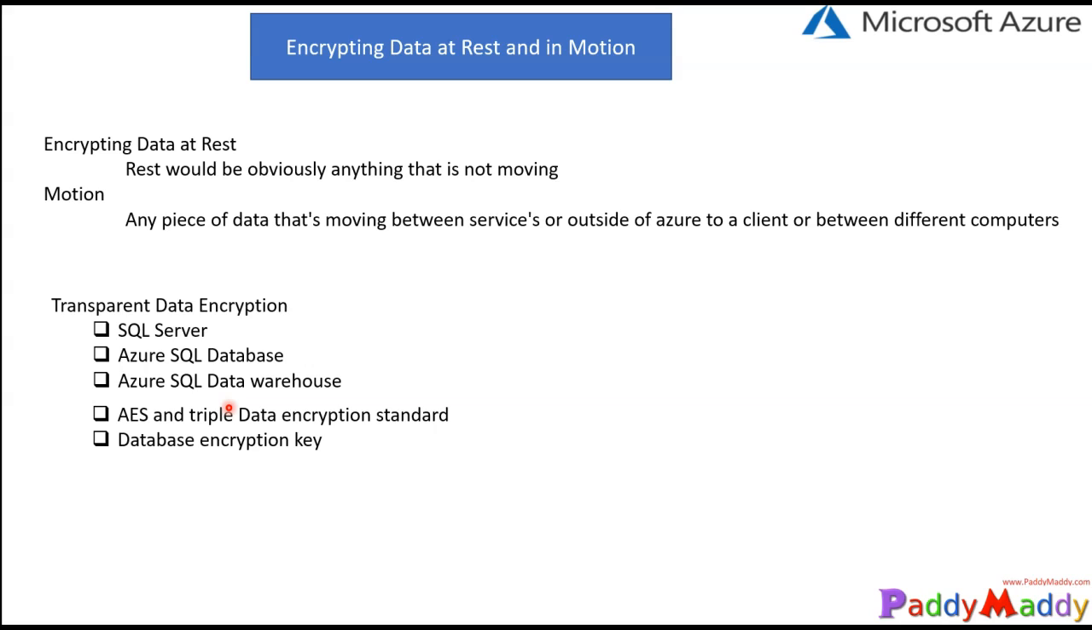Before we jump into SQL Server, this transparent data encryption can be applied to your SQL Server, SQL databases, and data warehouse. There are two different methods that we use actually. One is the AES, triple data encryption standard. The other one would be the database encryption key. We're going to look at this. So let's jump into a demo so that we can understand encrypting data at rest with the transparent data encryption method, and then we go to data in motion.